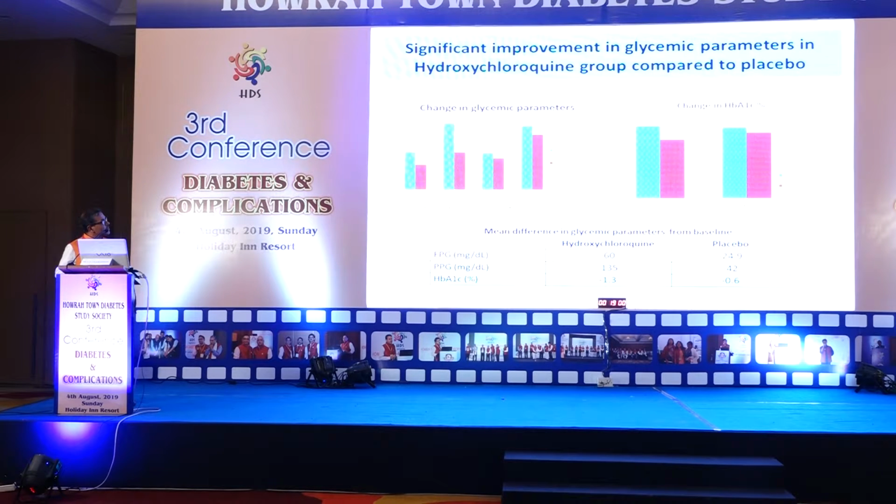So there was significant improvement in glycemic parameters in the hydroxychloroquine treated group, as you can see on the left side of the panel, fasting and postprandial, as well as on the right side of the panel, you can see the HbA1c change after a period of follow-up of 24 weeks. And in the lower panel, you can see the absolute reduction of fasting blood glucose in the hydroxychloroquine group was 60, postprandial was 135, and HbA1c 1.3% point. And that was significantly higher than the placebo group.